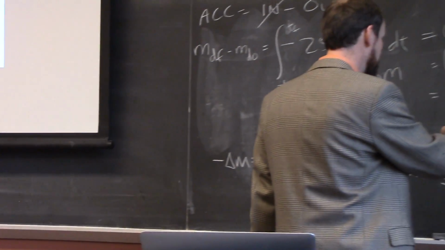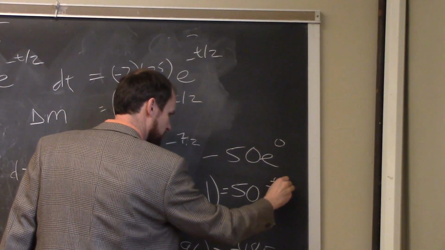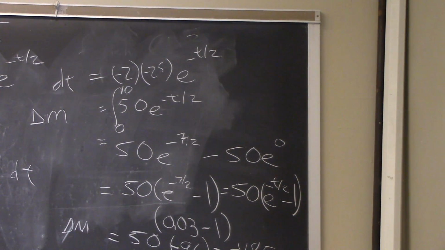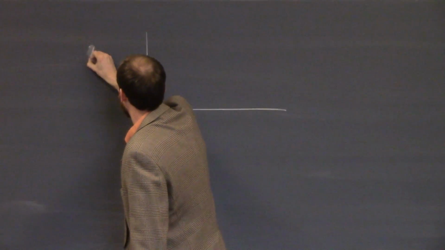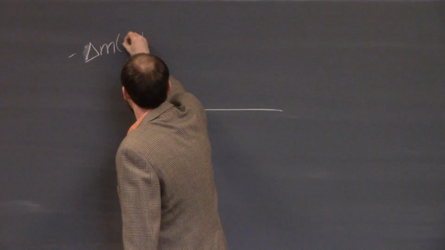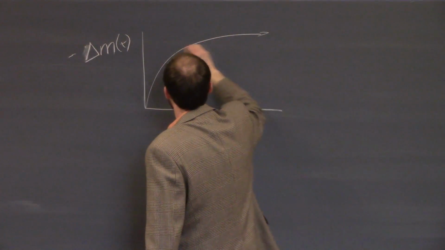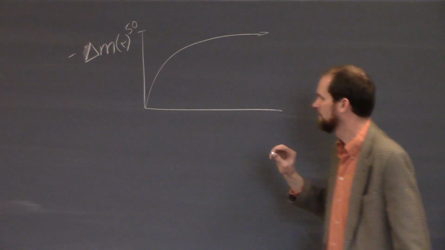If I backed up a little bit here, I could have done 50 e to the minus t over 2 minus 1, and I could actually plot this. If I left t in there, I could plot the opposite of the change in mass as a function of time. Something like that. It's actually going up towards 50. This is time.